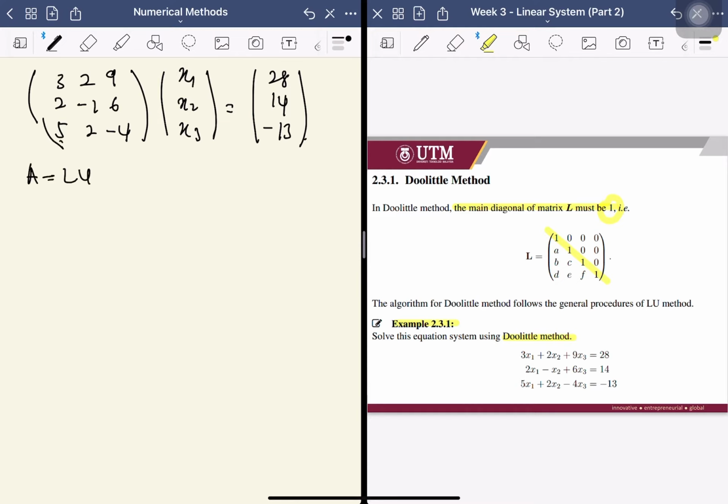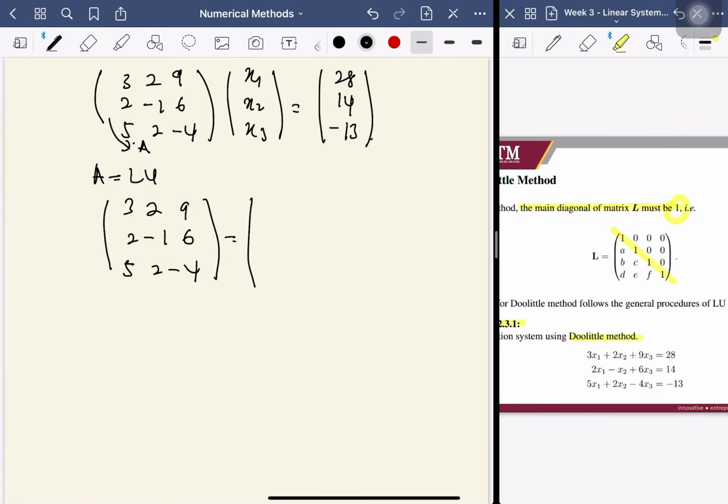So this is A, right? So A will be like this: 2, negative 1, 6, 5, 2, negative 4 is equal to the multiplication of L and U here. We know that the general form of L will be like this. Since the main diagonal will be 1, we should get like this. This one is 3 by 3, so it will be like this.